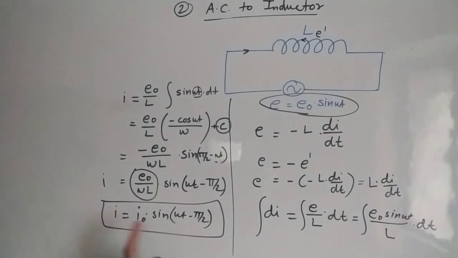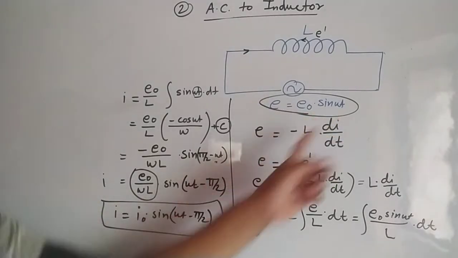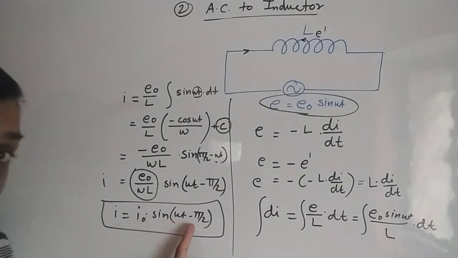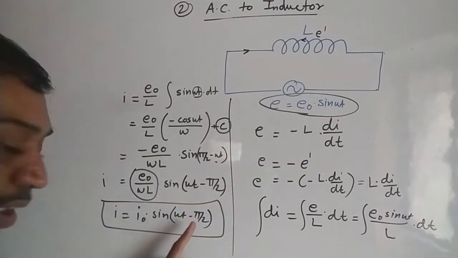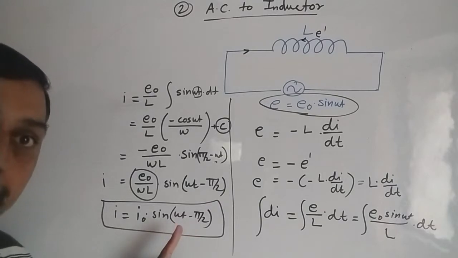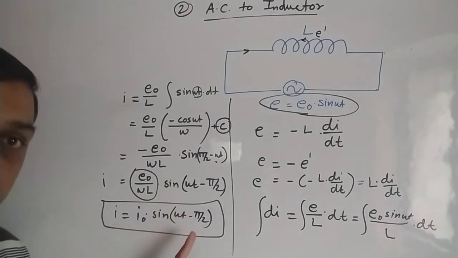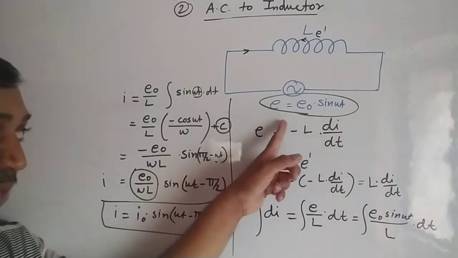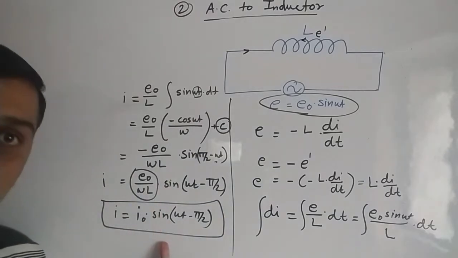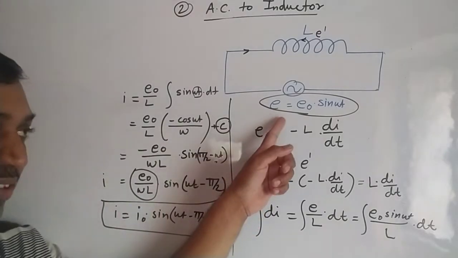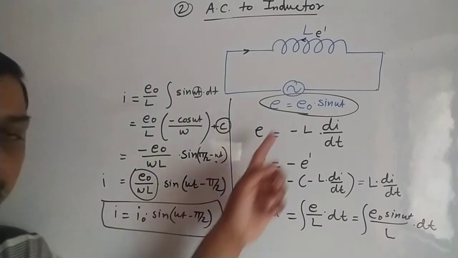Now compare these two equations, current and EMF. We see that sine omega t is here, and sine omega t minus something is there. So we can say the current lags behind the EMF by pi by 2, or another way, we can say EMF leads the current. EMF is ahead of current. EMF leads the current by pi by 2. Both are the same.